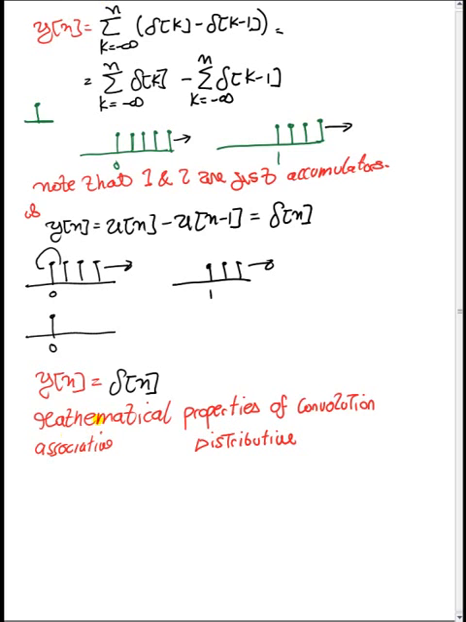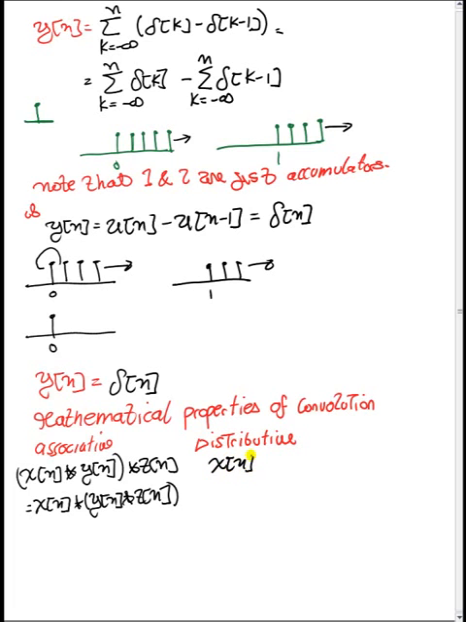So what is the associative one? Well, that is just x of n convolved with y of n, convolved with c of n, that all equals x of n convolved with the convolution of y of n and c of n. That's all it is. And then for the distributive, it's just like that. That's equal to x of n convolved with both.